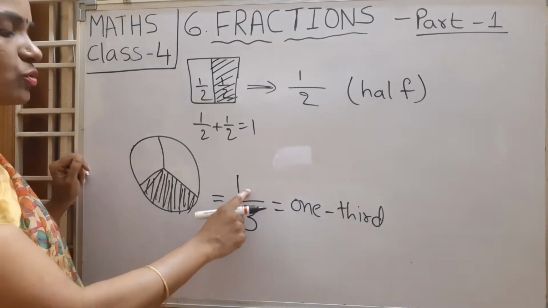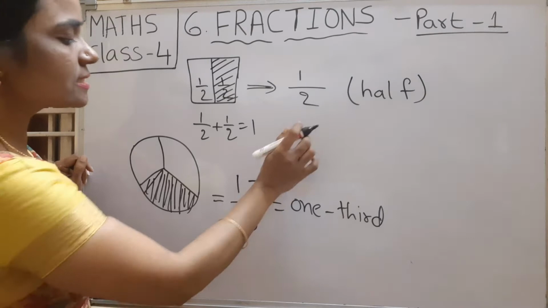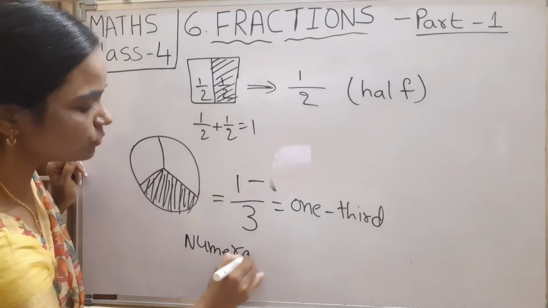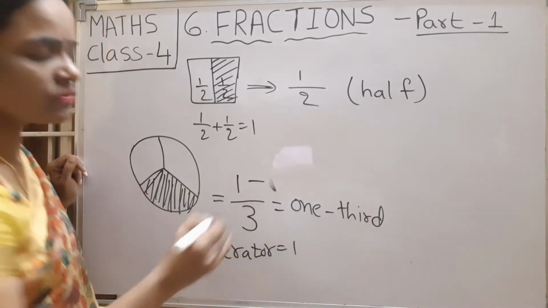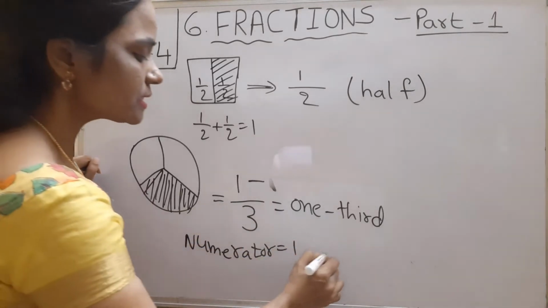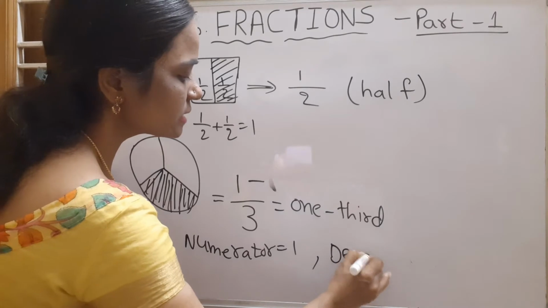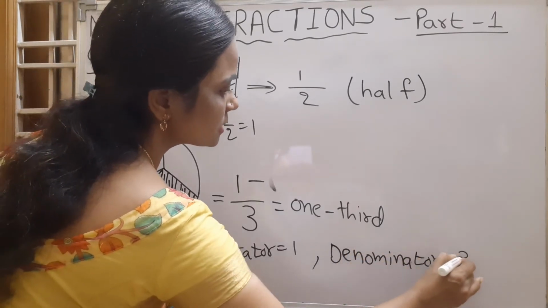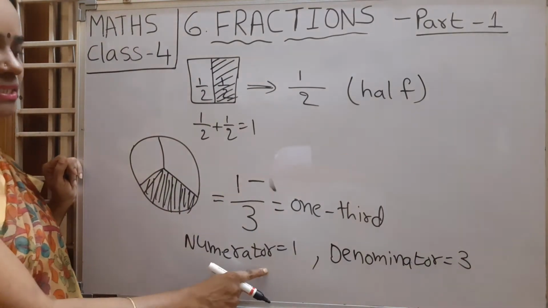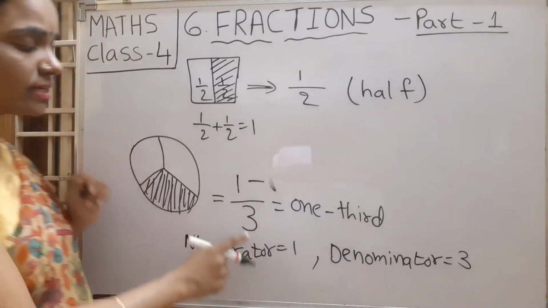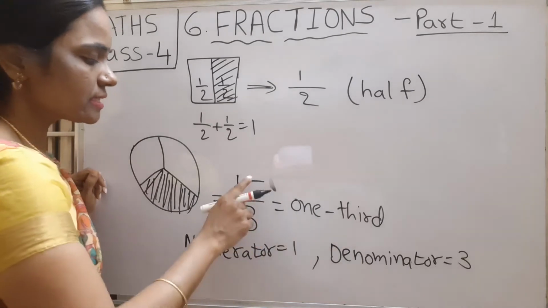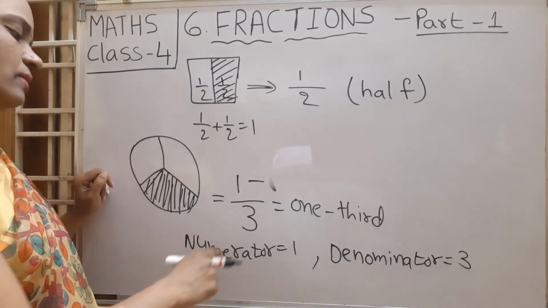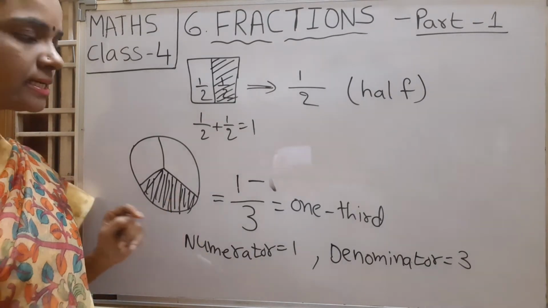So here what is the numerator, children? 1 is the numerator. Shall we write? Numerator is equal to 1. How much is the denominator? Denominator is equal to 3. 1 is the numerator, 3 is the denominator. The lower number is called the denominator, the upper number is called the numerator. This is the fraction for the shaded part.